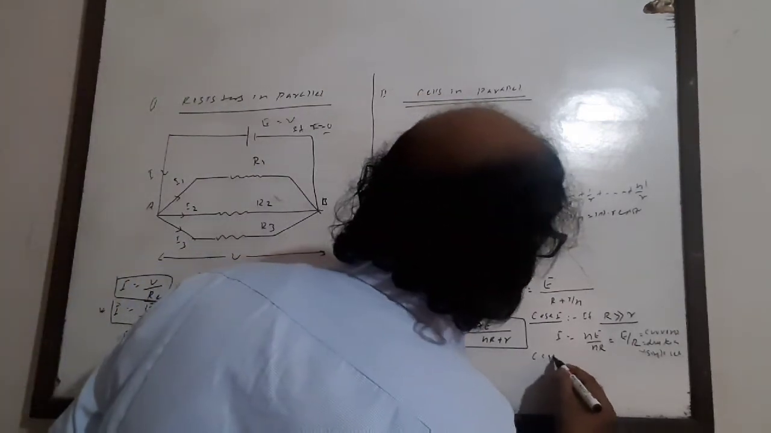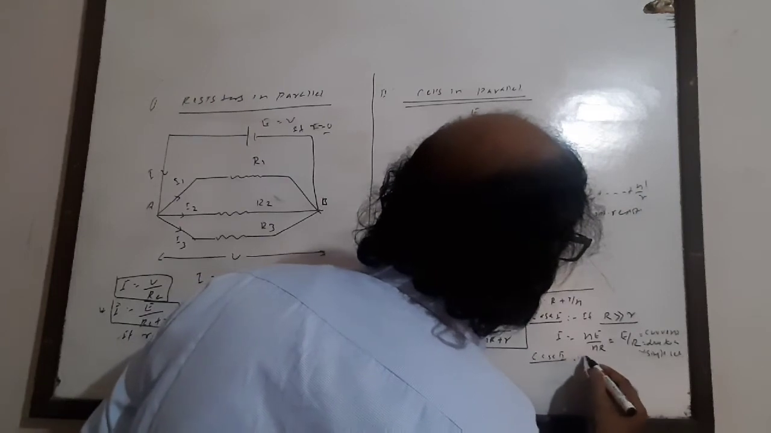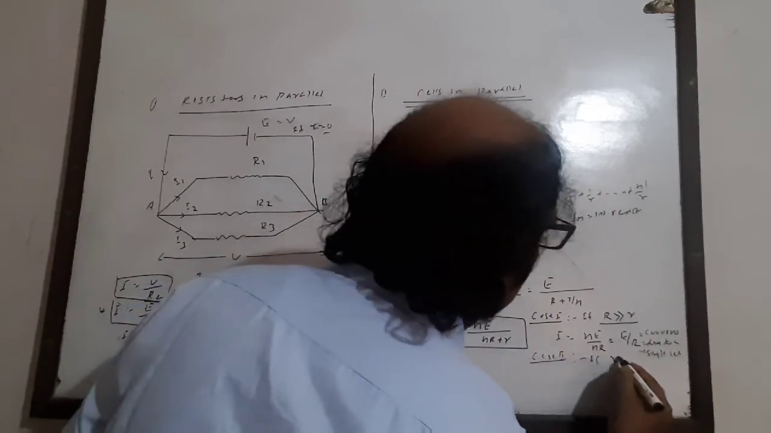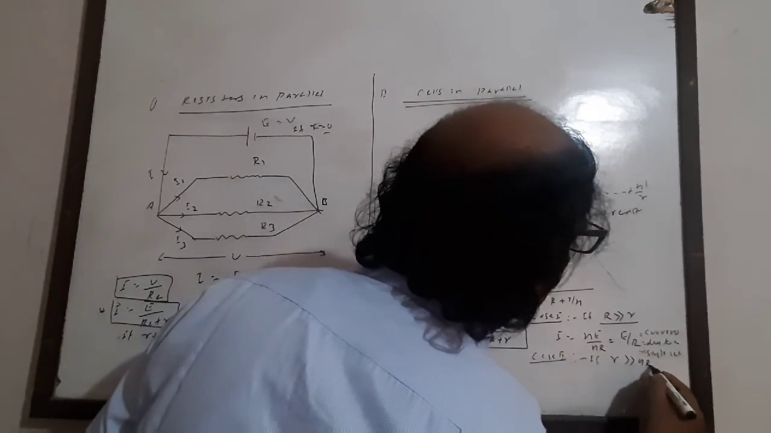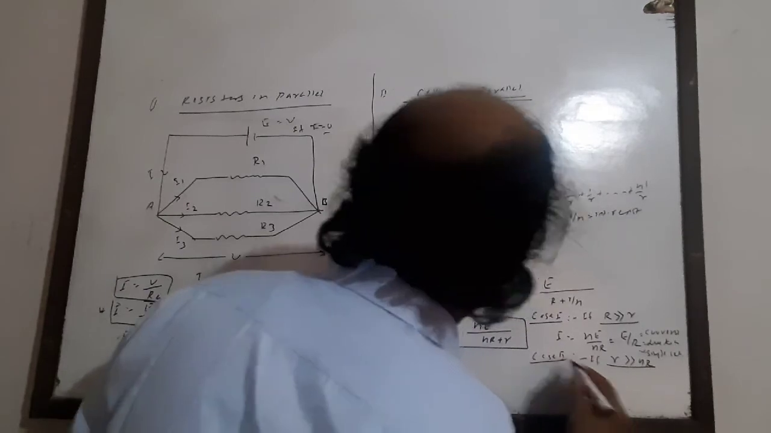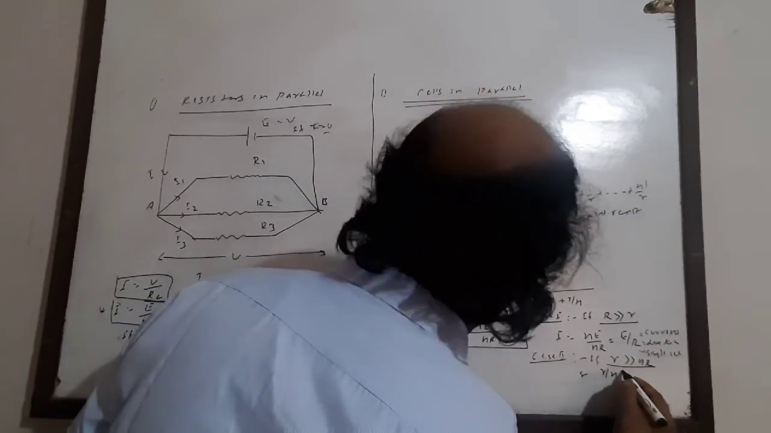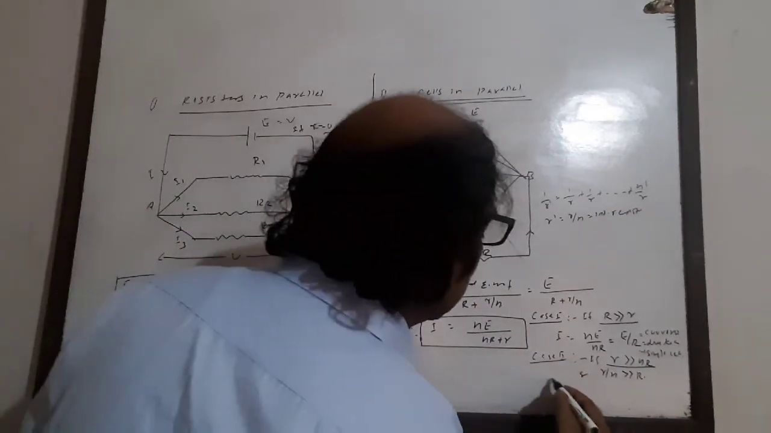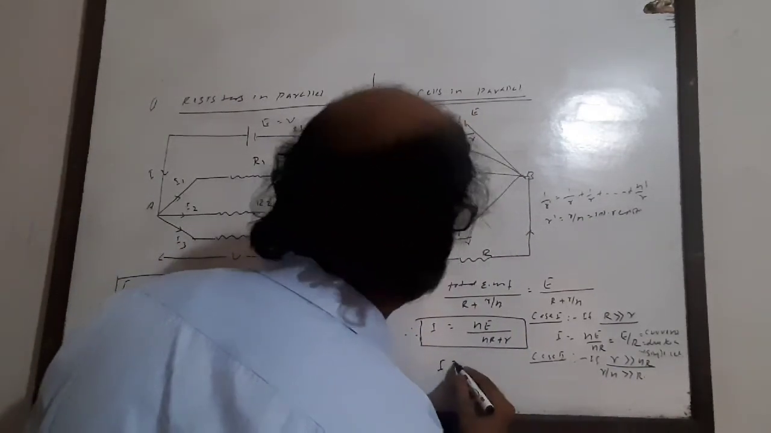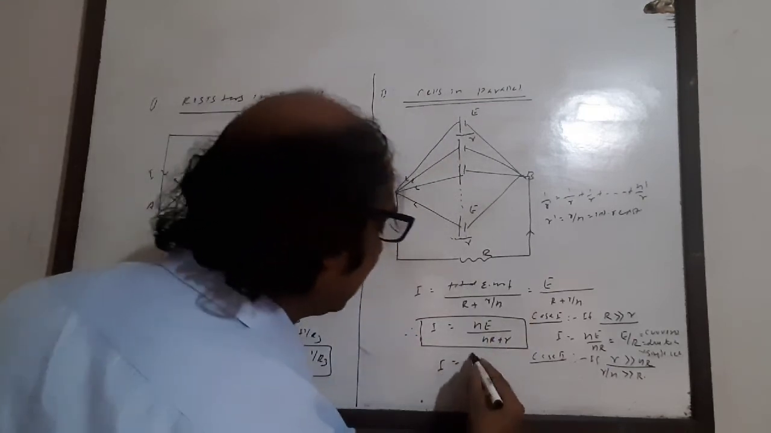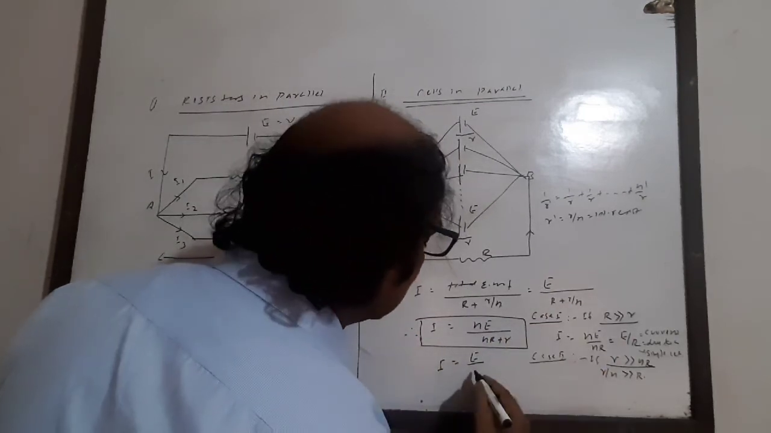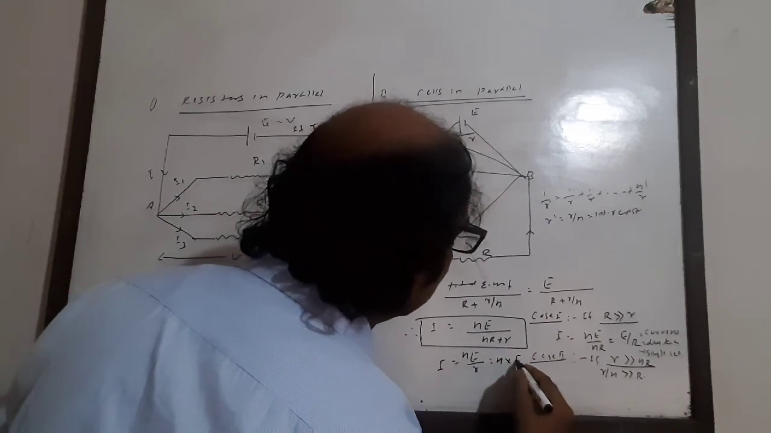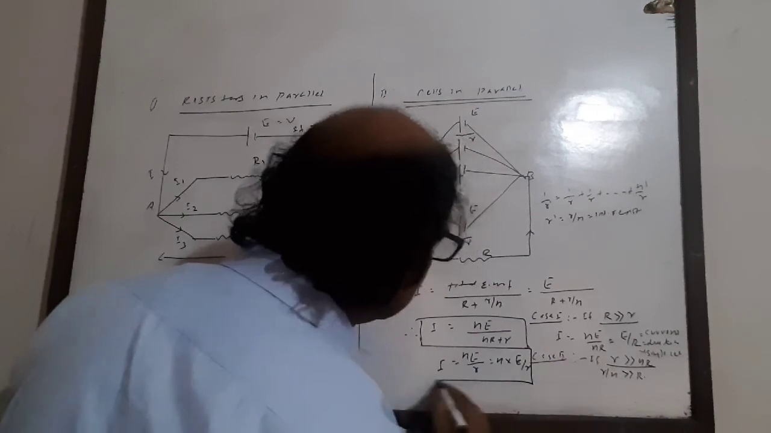And case 2, if small r is very high in comparison of this term, r by n is greater than capital R. At that moment I equal to total EMF E by this r by n, and here n into E by r. तो देखिए इसका एडवांटेज है.